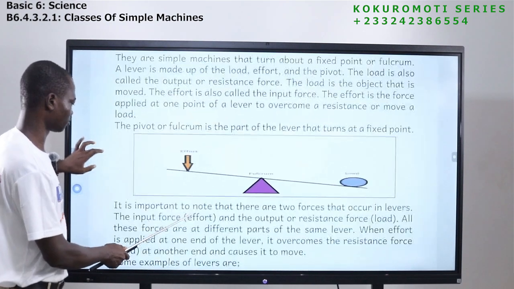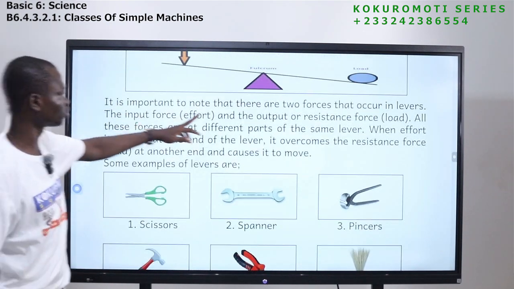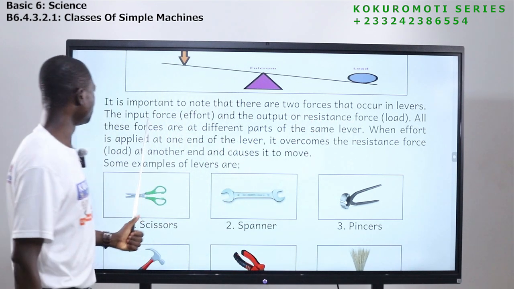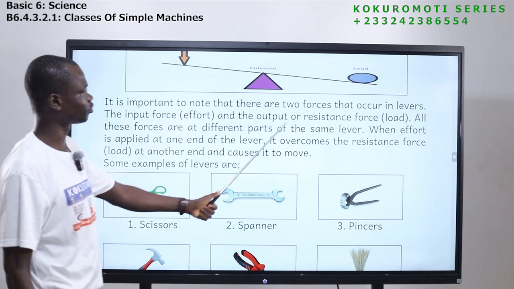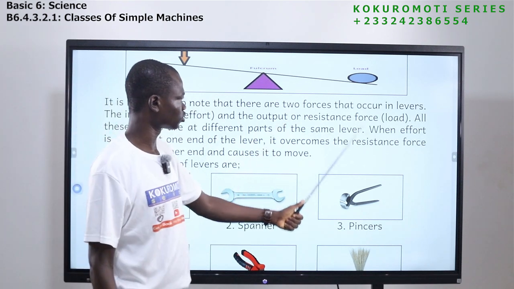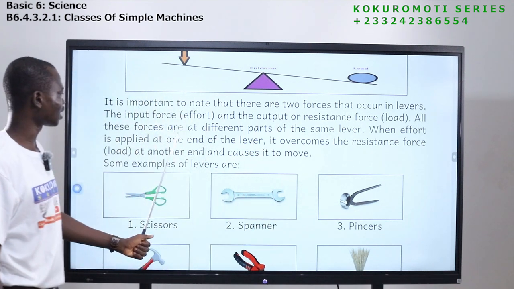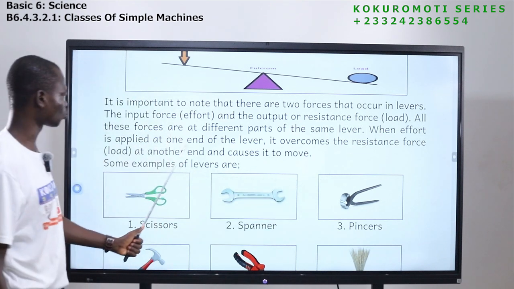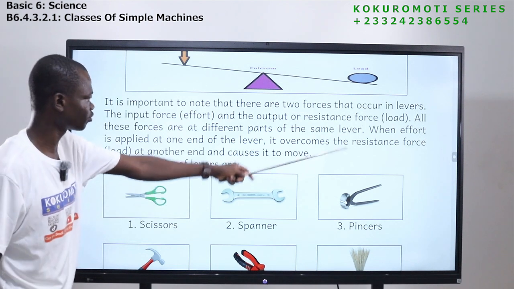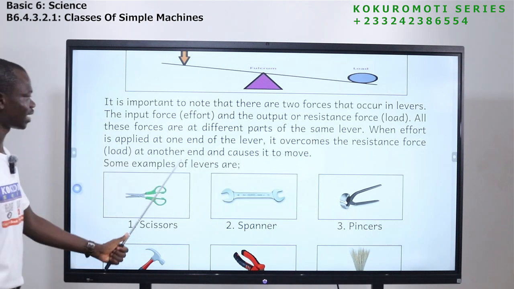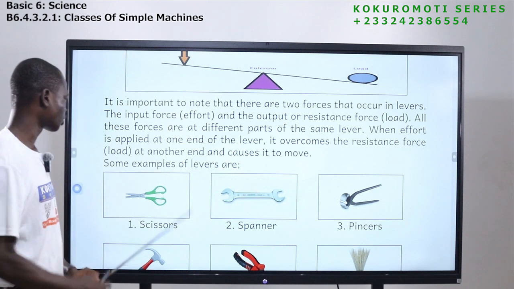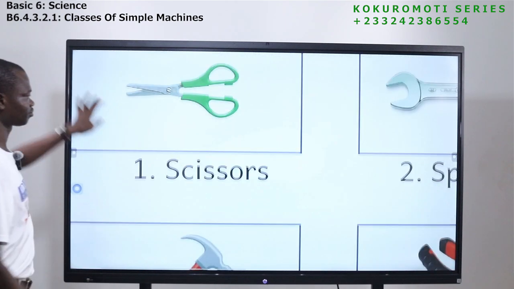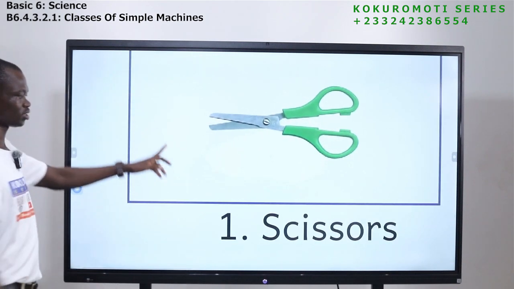Now, let's continue. It is important to note that there are two forces that occur in levers. The input force, that is the effort, and the output force, or resistance force, that is the load. All these forces are at different parts of the same lever. When effort is applied at one end of the lever, it overcomes the resistance force, that is the load, at another end and causes it to move. So let's look at examples of levers. They are all simple machines.